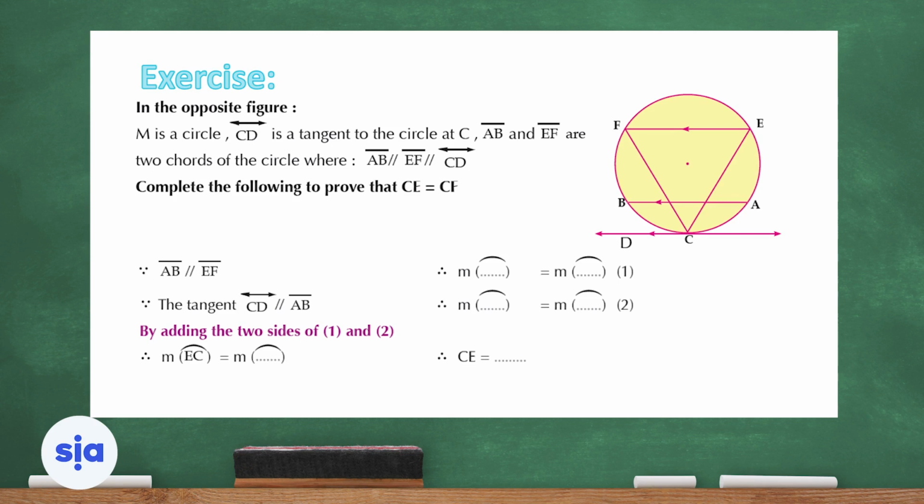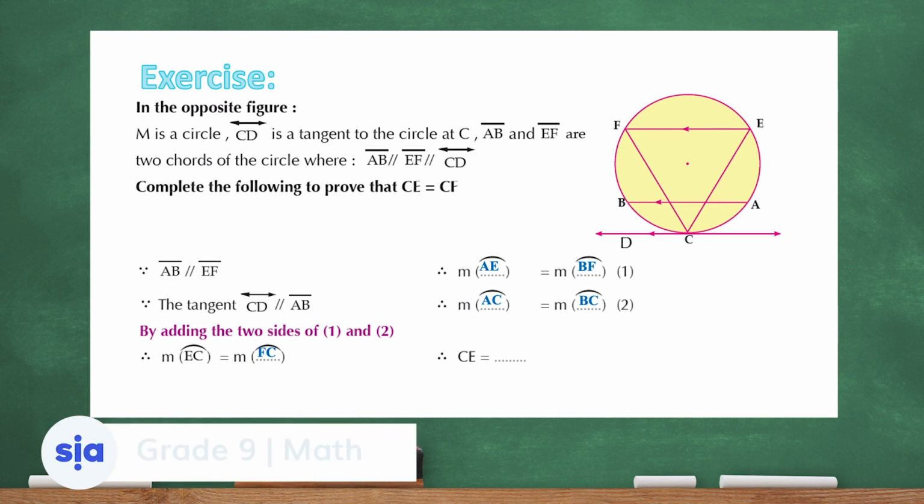Let's start with the givens. We know that AB is parallel to EF as given. Then, which two arcs are equal in measure? Good job. The measure of arc AE is equal to the measure of arc BF, which are the two arcs in between the two parallel lines. Another given that we're going to use is that tangent CD is parallel to chord AB. Then we have two arcs whose measures are equal. The two arcs are AC and BC. Excellent. So if we add the two sides of 1 and 2 together, you will see that the measure of arc EC is equal to the measure of arc FC. Then automatically, as the question is asking you to prove, CE equals CF.